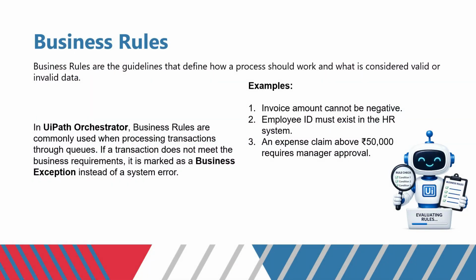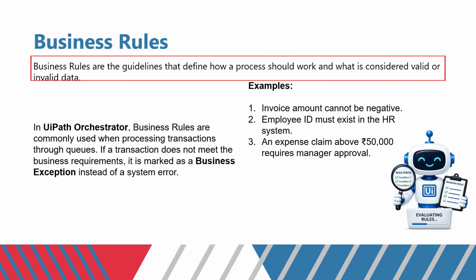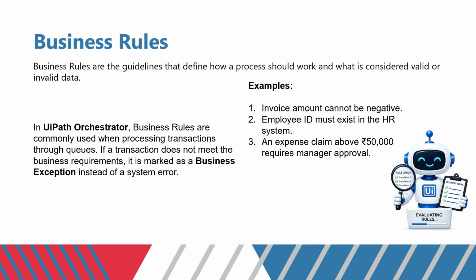Today we are going to explore one of the most interesting and powerful features of UiPath, that is business rules. Basically, business rules are guidelines that define how a process should work and what data is considered valid or invalid. In UiPath Orchestrator, business rules are commonly used when processing transactions through queues. If a transaction does not meet the business requirements, it is marked as a business exception instead of a system error.